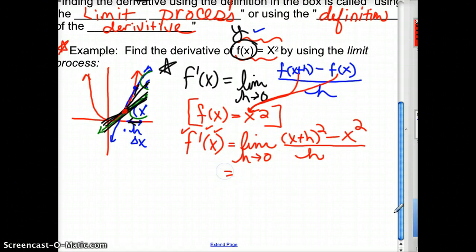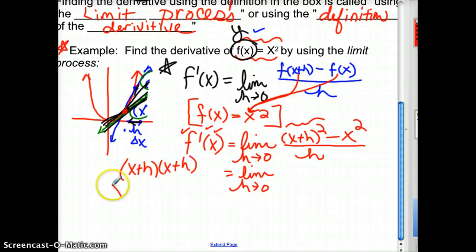So now what I do is I need to use my algebra skills. I'm going to FOIL that top out. So when I FOIL that, maybe off to the side here, x plus h times x plus h gives me x squared plus 1xh plus 1xh, so plus 2xh plus h squared.